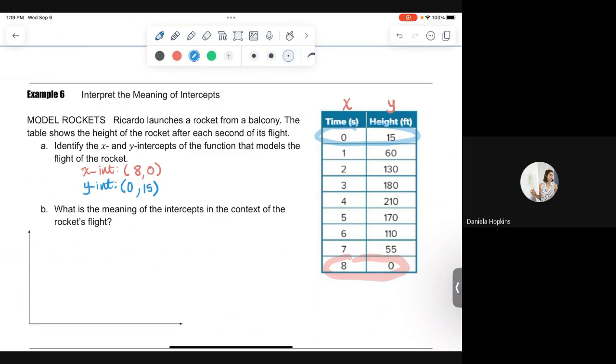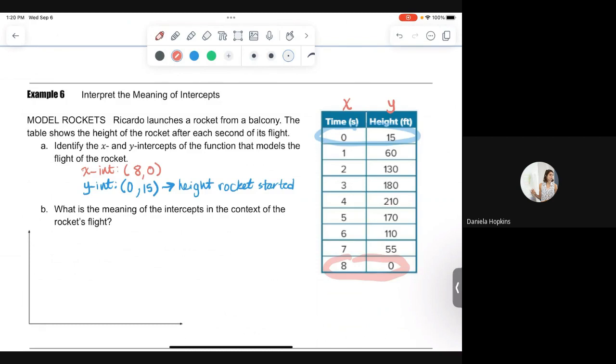All right, so what do those mean? Remember, he's launching a rocket from his balcony. So let's look at the x-intercept. Actually, let's look at the y-intercept first. That one's a little easier to think about. If our x is 0, x is time, this means when Ricardo starts to launch, how high off the ground is he? He's 15 feet off the ground. So this y-intercept represents the height the rocket started.